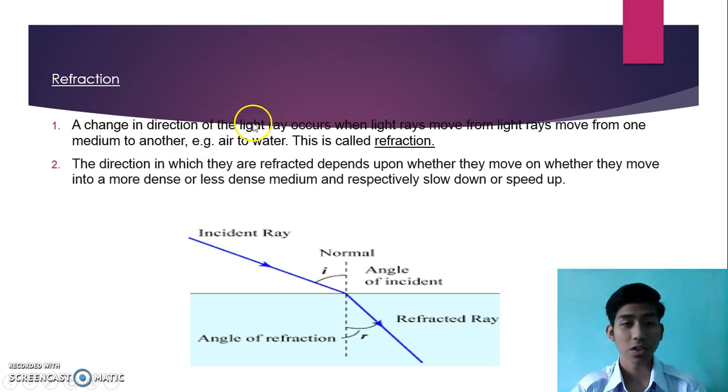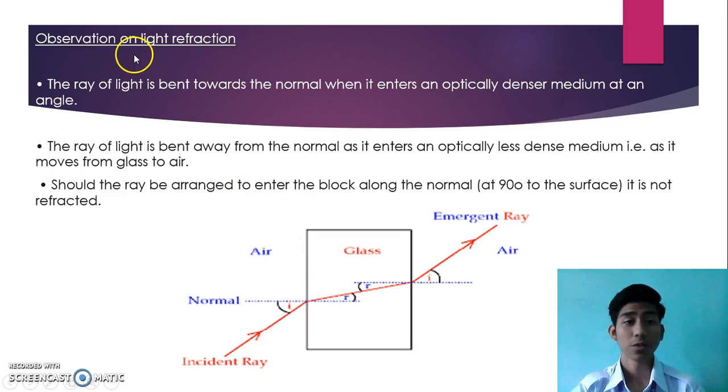Refraction. A change in direction of the light ray occurs when a light ray moves from one medium to another, for example, air to water. This is called refraction. You can see from my slide, the incident ray to the refracted ray. Observation on light refraction: the ray of light is bent towards the normal when it enters an optically denser medium at an angle. The ray of light is bent away from the normal as it enters a less dense medium, for example when it moves from glass to air.